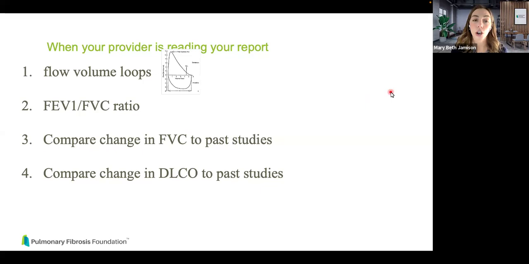We look at the ratio. So we're going to see, is this a restrictive type of lung disease? So again, above 70 or 80%. And then we're going to compare that FVC and that DLCO to your past studies. And really those are the main things that we're looking at whenever we're checking out that pulmonary function test in comparison to your past ones.